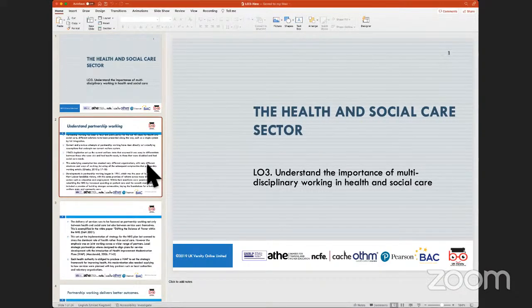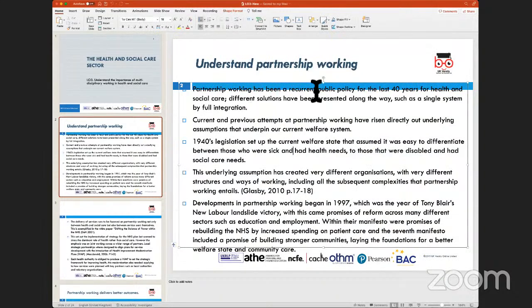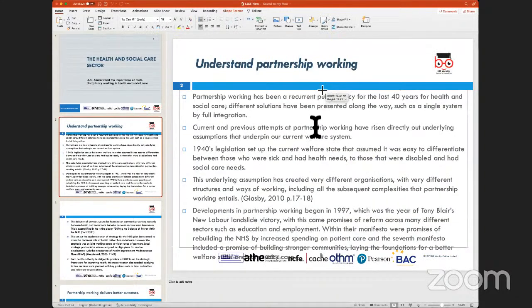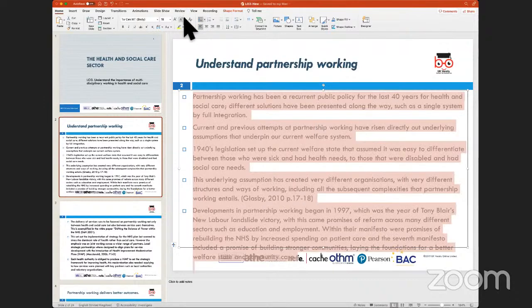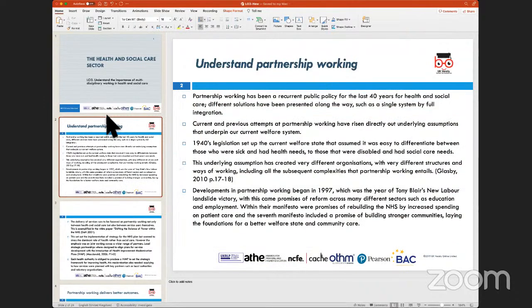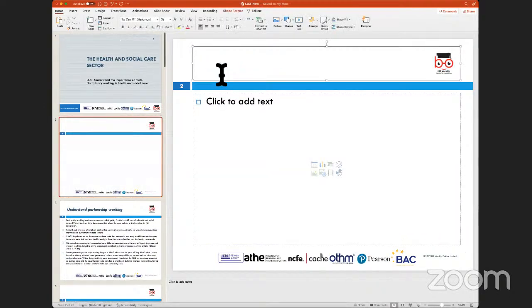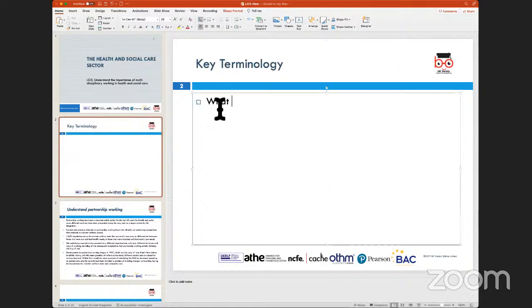Now, if I just briefly introduce a quick slide here and call it key terminology. The reason I want to do this is I want to look at what is multidisciplinary. When I say multidisciplinary working, what does it mean in general?